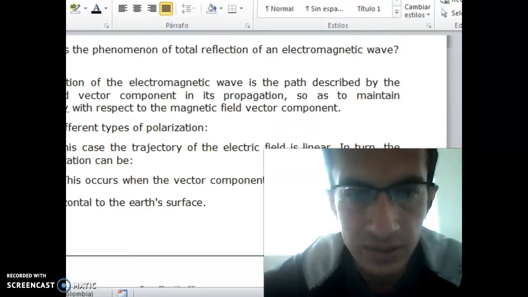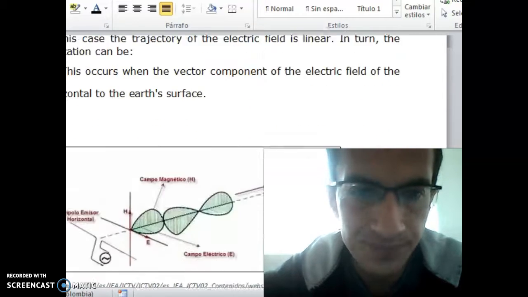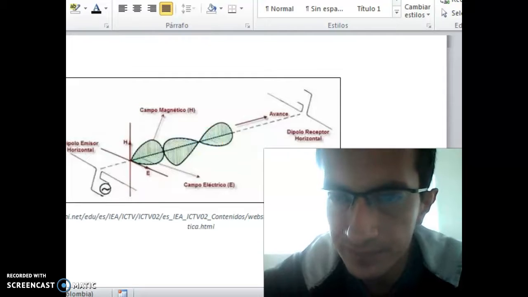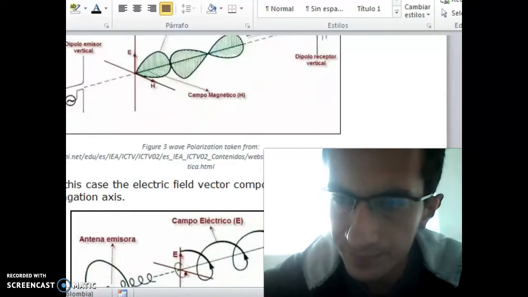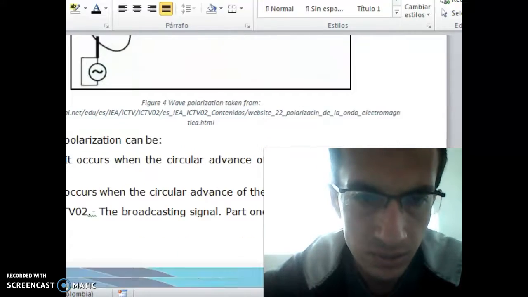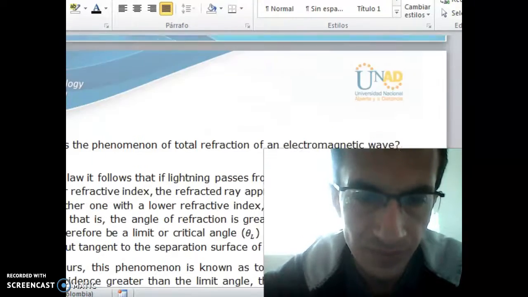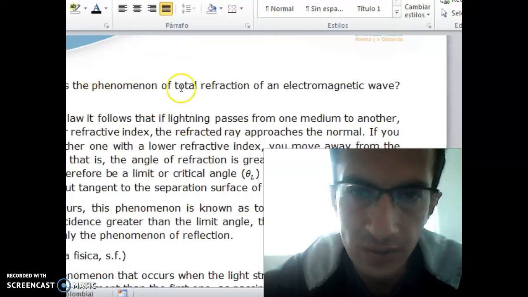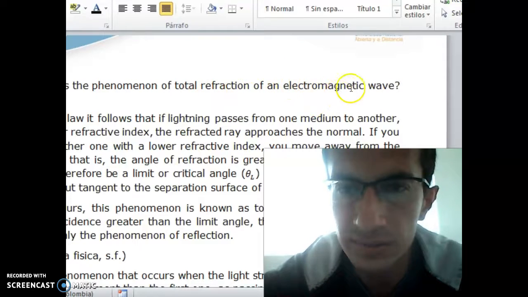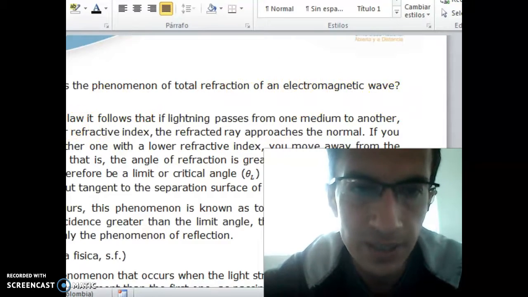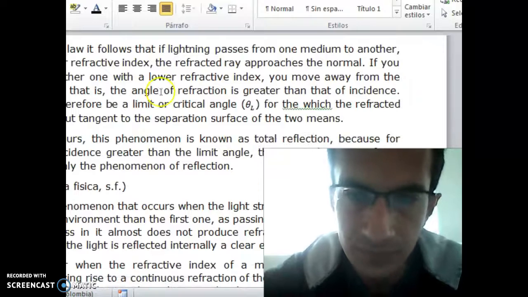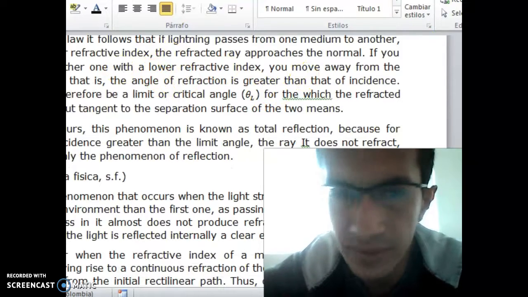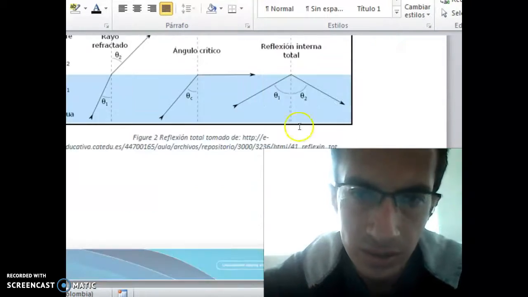There are different types of polarizations. This is the figure. Other figure. The third question: what is the phenomenon of total reflection on the electromagnetic wave? This is explicated in the next slide. And this is the answer of the questions. The figure.